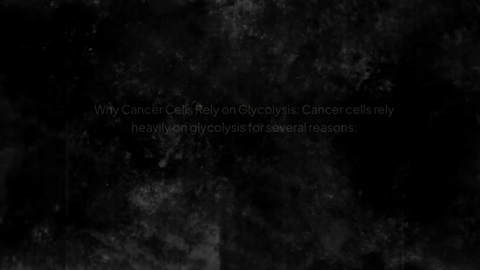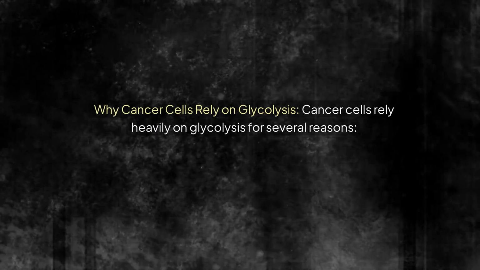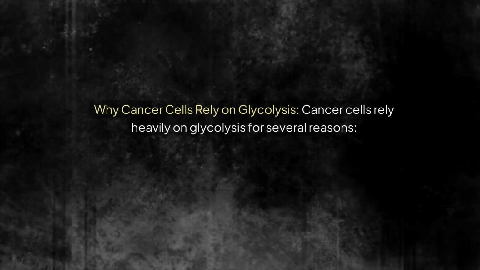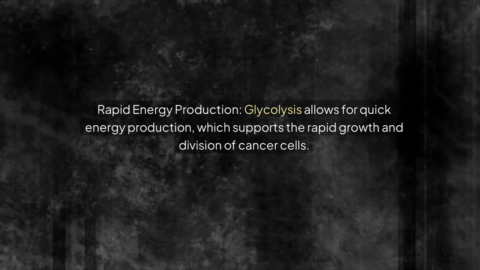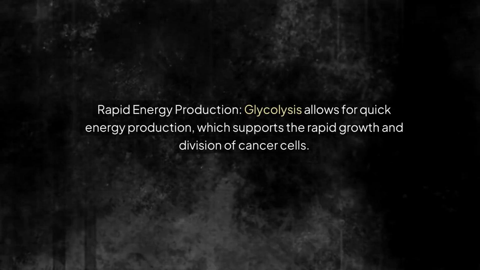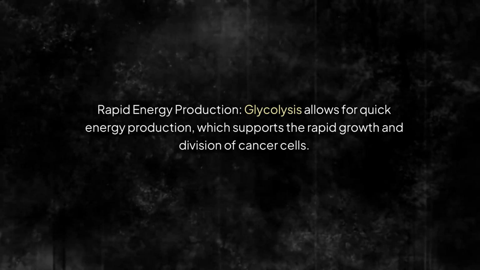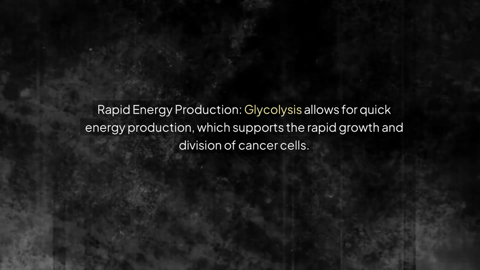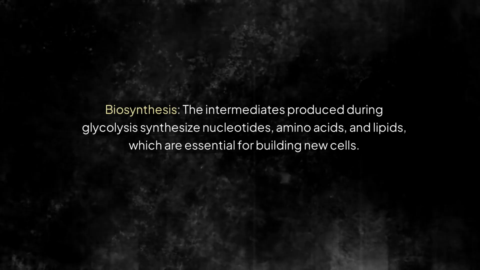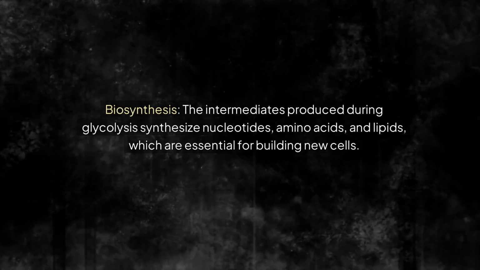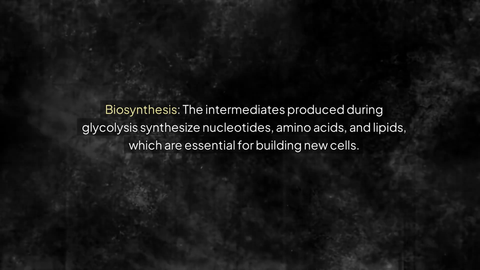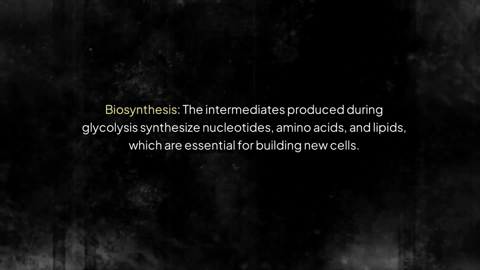effect. Why do cancer cells rely on glycolysis? Cancer cells rely heavily on glycolysis for several reasons. 1. Rapid energy production. Glycolysis allows for quick energy production, which supports the rapid growth and division of cancer cells. 2. Biosynthesis. The intermediates produced during glycolysis synthesize nucleotides, amino acids, and lipids, which are essential for building new cells.